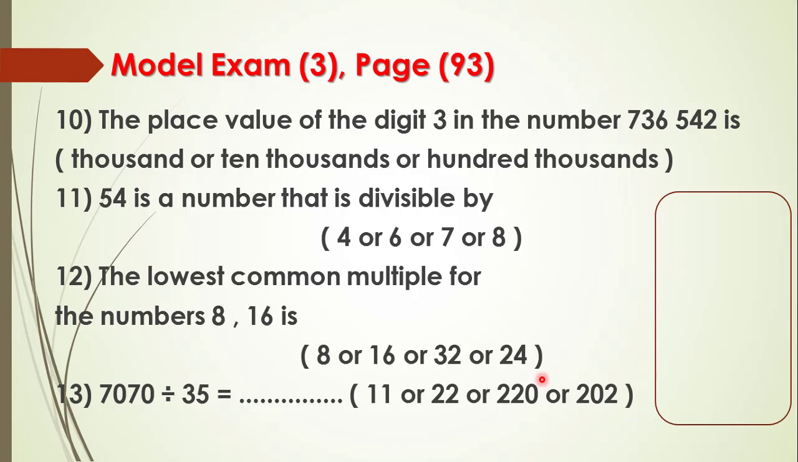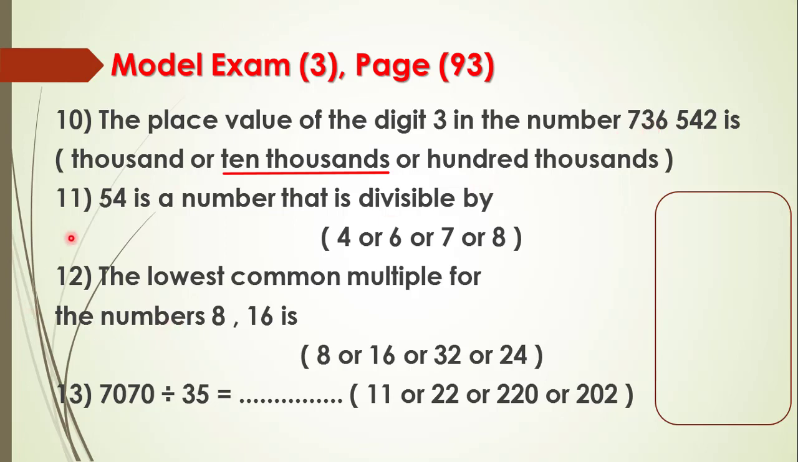Number 10, the place value of digit 3 in the number. In this number, this is digit 3. What is the place value of digit 3 here? Yes, 10,000. We have unit, tens, hundreds, thousand, 10,000.